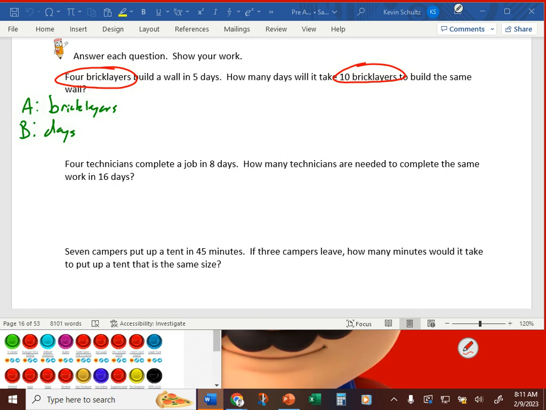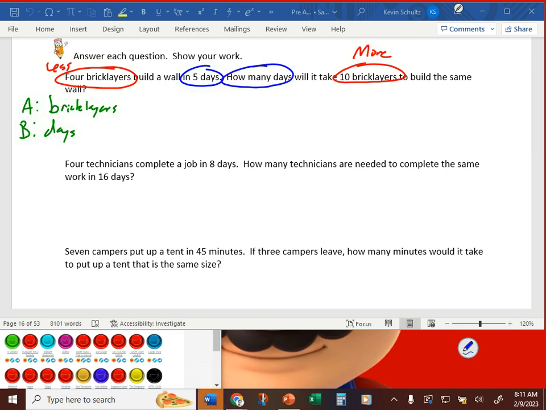Which is more, which is less? 10 bricklayers is more, right? There's our more. There's our less. Now we look for our second value, the days. We got 5 days here, and then how many days there?